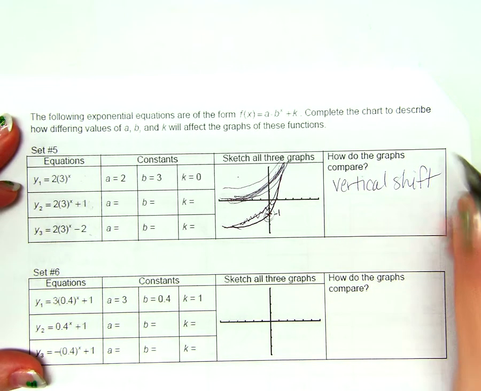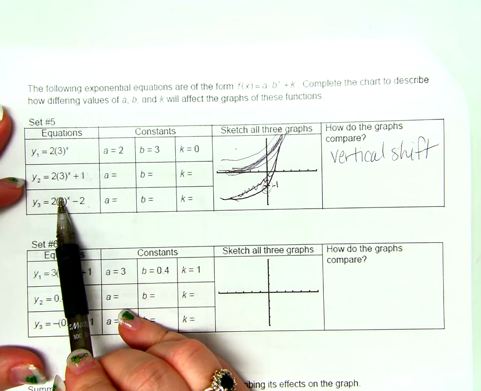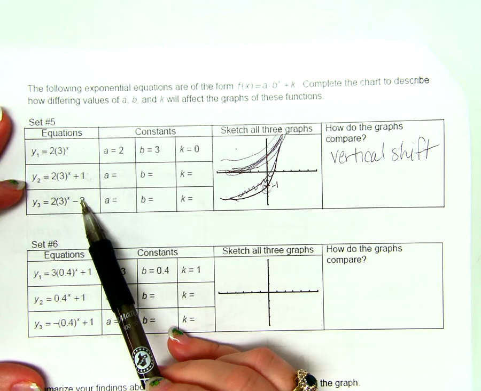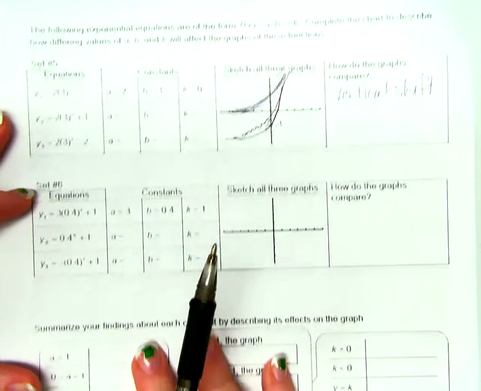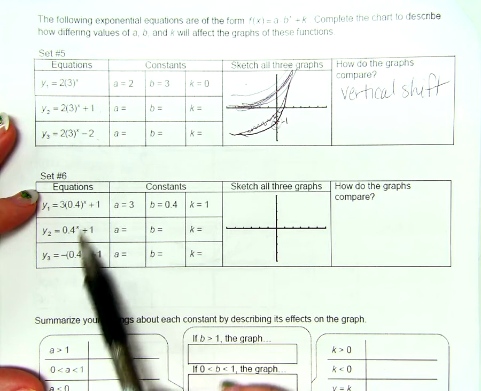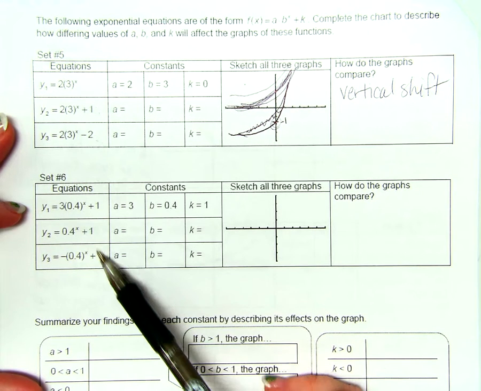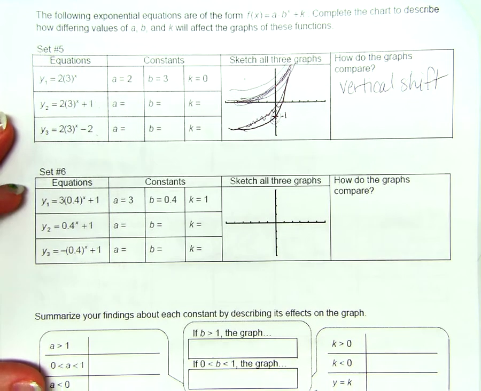It's a vertical shift. Okay? The base is not mattering, the multiplier out in front is not mattering. What's mattering is the fact that we have a +1 and a -2 outside of the exponent. Okay? So what's happening here? All of them are up 1 somehow, right? But we have several different things happening.